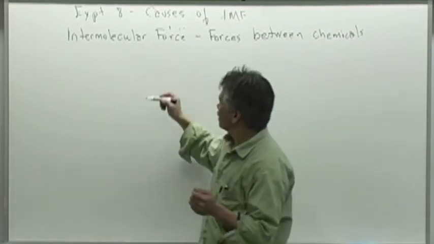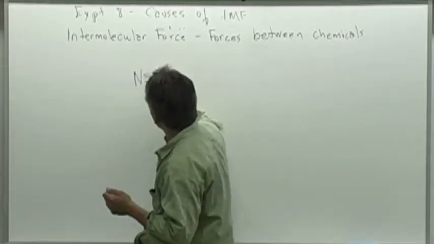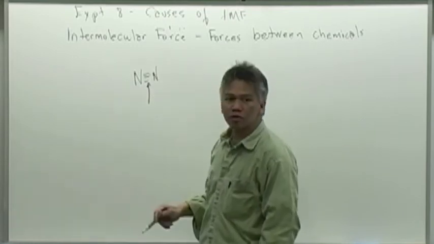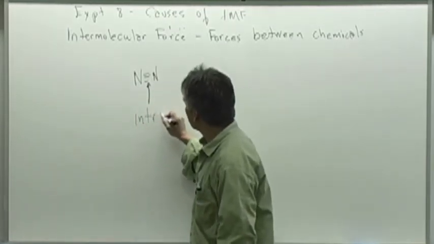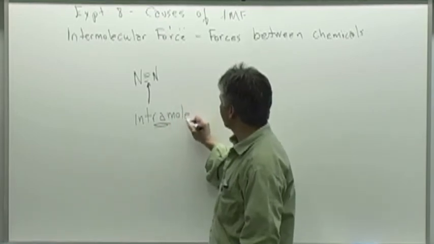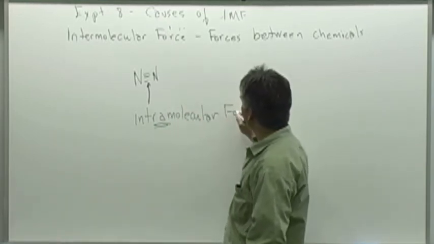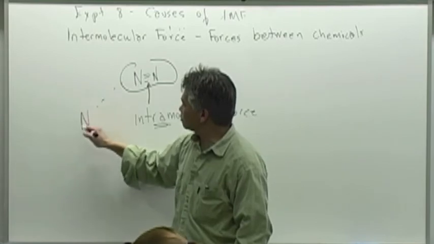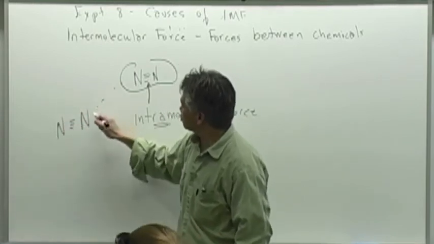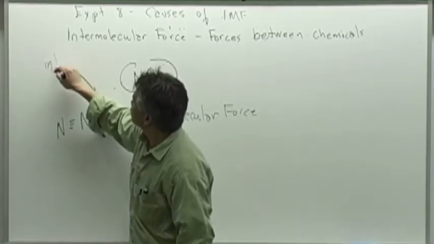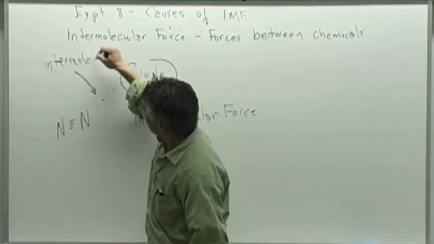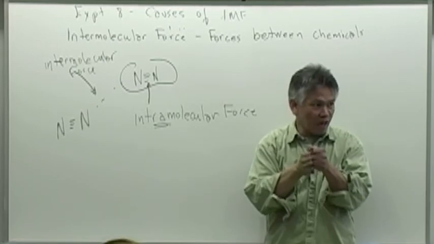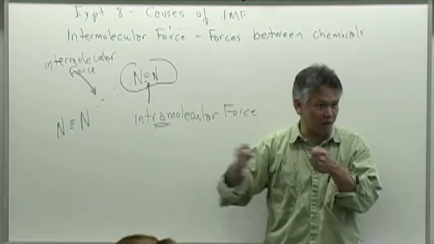If you have a chemical like dinitrogen, in which there's a triple bond between one nitrogen atom and another, then the bond that holds one atom to the other is called an intramolecular force. But the force that holds one nitrogen molecule near another nitrogen molecule, that's called an intermolecular force. One force keeps the atoms together, the other force keeps the neighbors together.